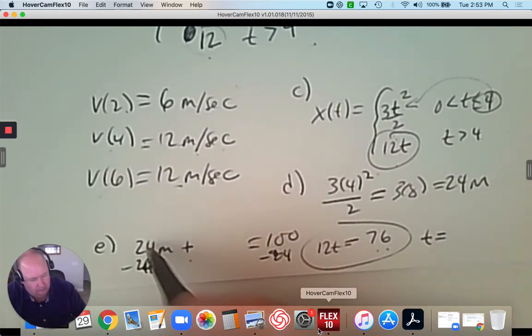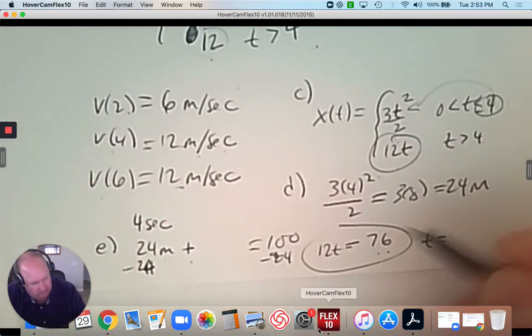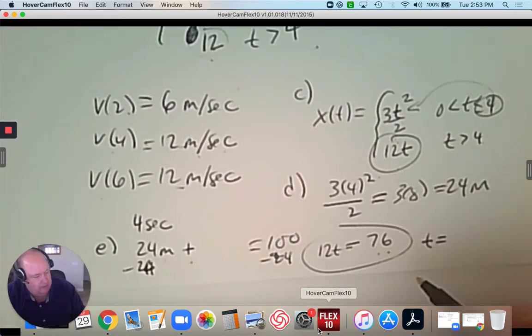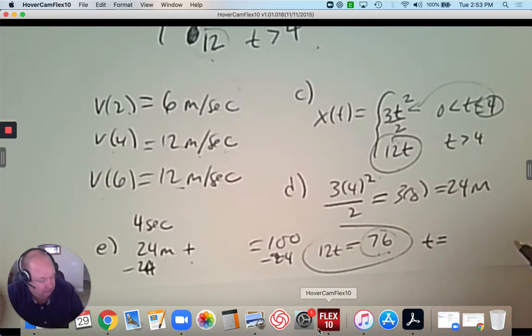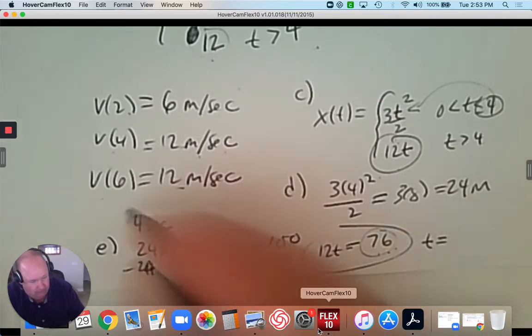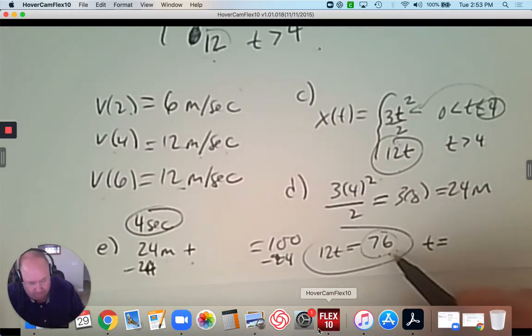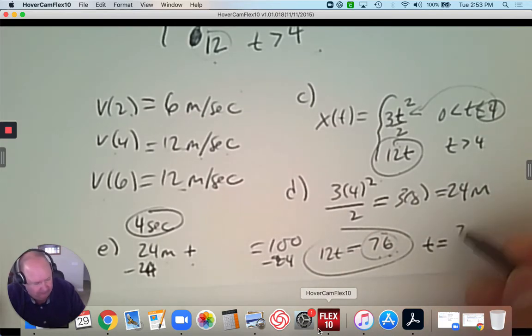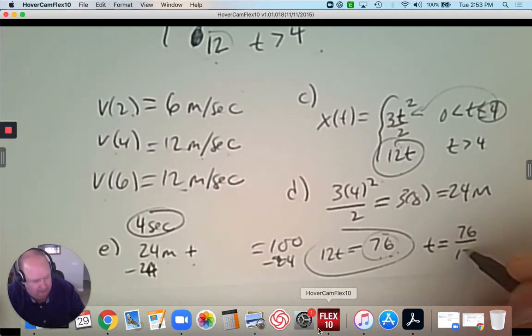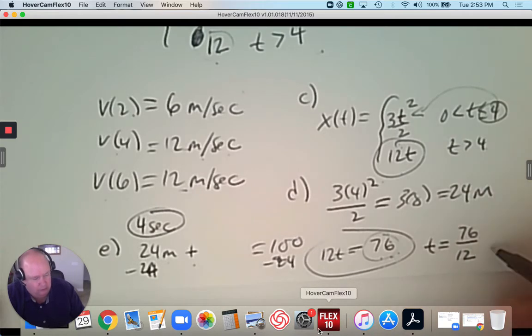So make sure. So the first one, this is 4 seconds. And then the question is, how long does it take to go 76 meters? This took 4 seconds. How many does it take to go 76? So it adds up to 100. So that's 76 divided by 12. And those are the two you put together.